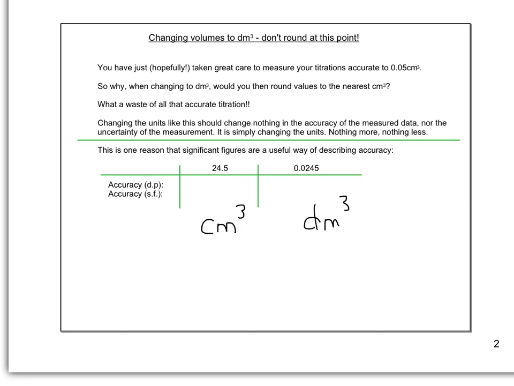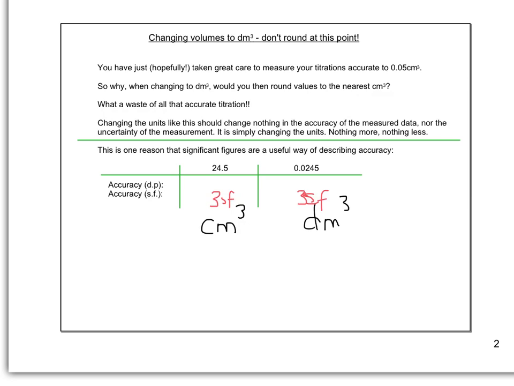The reason that we tend to give significant figures as a way of describing accuracy is because it maintains the number of important digits in your number no matter what you're measuring in. So for example here, this 24.5 in significant figures, you've got 1, 2, 3, so 3 significant figures. And in this one, you remember you ignore the first zeros until you come to the first non-zero number. So you've also got 1, 2, 3, 3 significant figures. The accuracy in significant figures is the same for both of those.